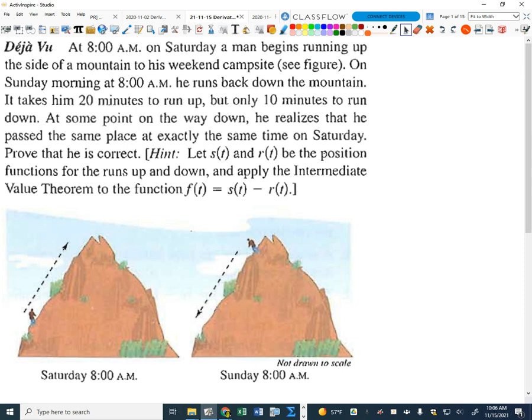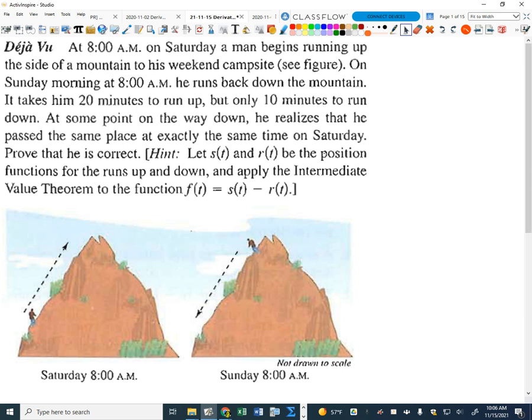okay? What about after 20 minutes? 20 minutes later, what's s of 20? Half a mile. What's r of 20? 0, right? Okay. So 0.5 minus 0 is 0.5. Started off, this function f had initial value of negative 0.5, had a final value of positive 0.5.